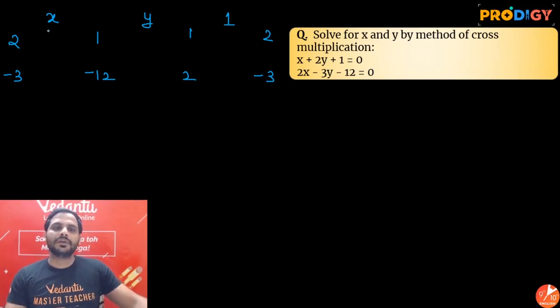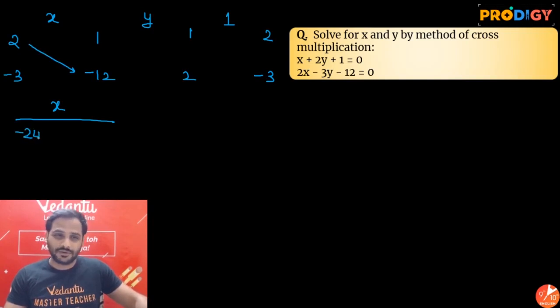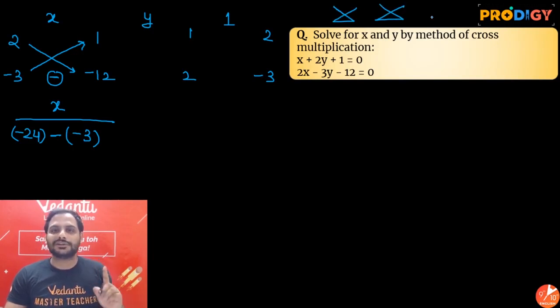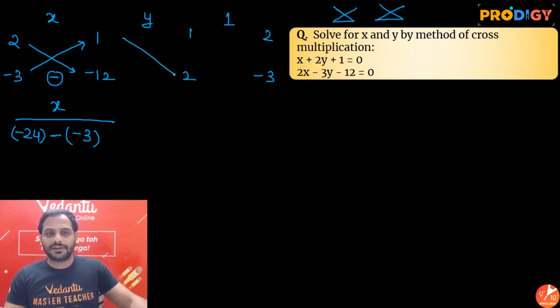Okay, so now cross multiply. So x upon 2 into minus 12, which is minus 24. Then we'll use the minus sign, going from here to here: minus 3 into 1, which is minus 3. Don't forget this, this is what you need to remember. The same we'll do over here. This tells you the minus sign goes here to here and here to here.